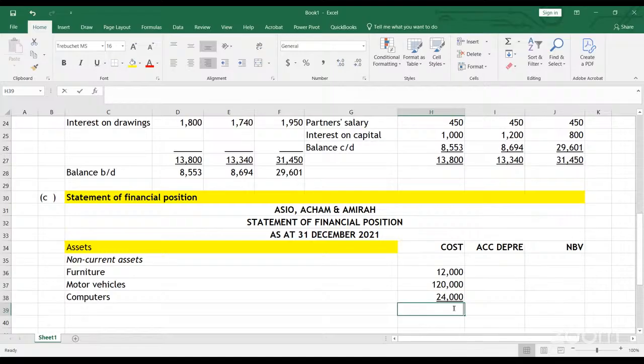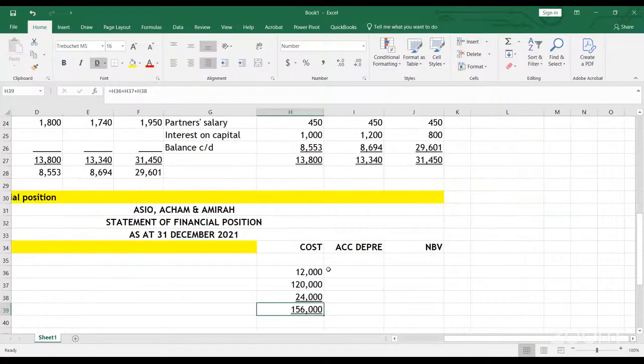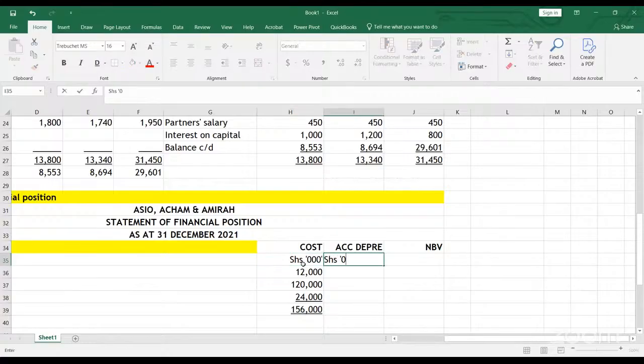I told you should know how to prepare a statement of financial position, because when you look at all the accounting papers, you have to prepare these statements. Profit and loss, balance sheet, you prepare them. These are obvious. You expect to see them. Amounts are in shillings, thousands.